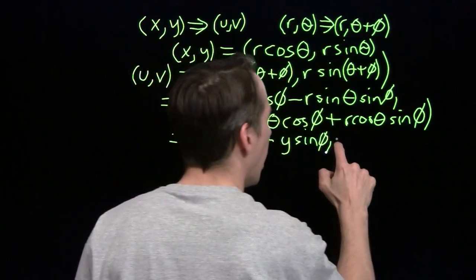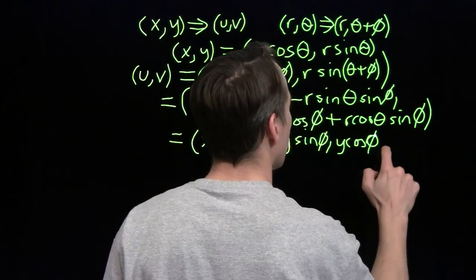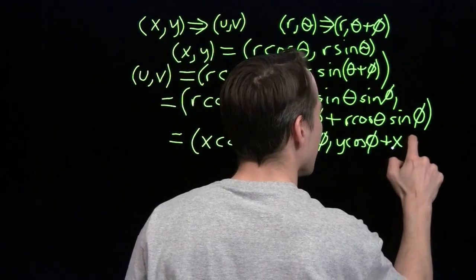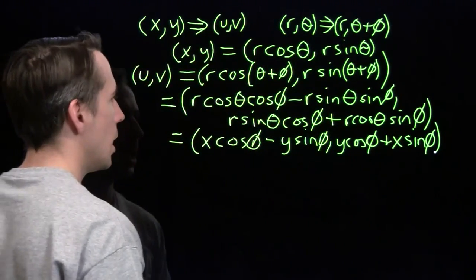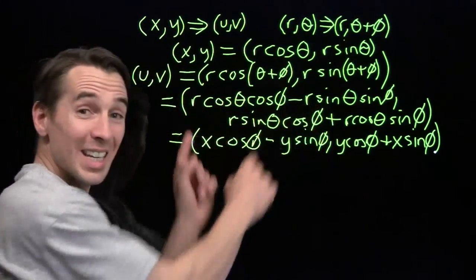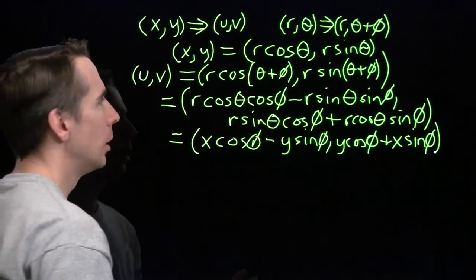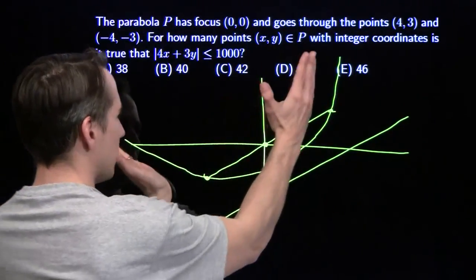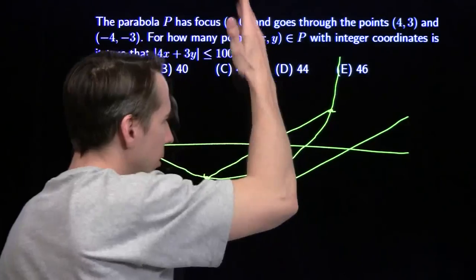And over here we have y cos phi plus x sine phi. Okay, that's nicer than this, but it's not what I'd call nice. What are we trying to do here? Oh yeah, we were trying to spin this parabola, make it look like that, make it look nice.